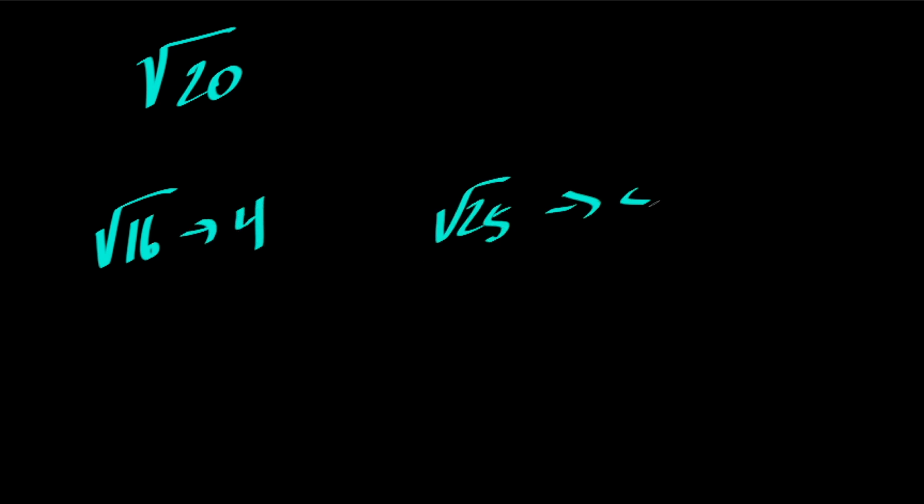Now the issue with this is if I try to think of what number squared is equal to 20, I have no idea what that number would be, and it's for sure not a whole number. We can see that the square root of 16 gives me 4, and the square root of 25 gives me 5. So I know the square root of 20 has to be somewhere in between 4 and 5, but once again, it's not a whole number.